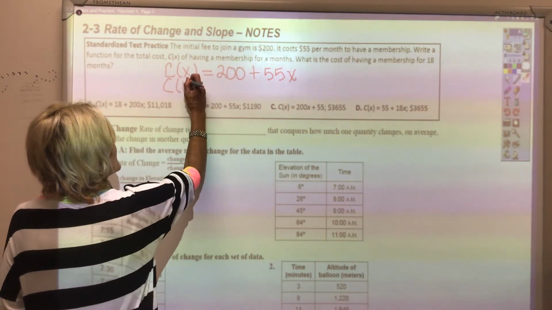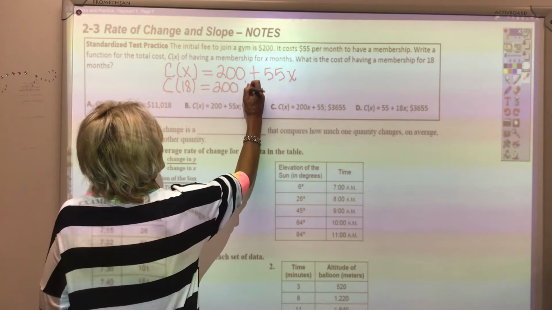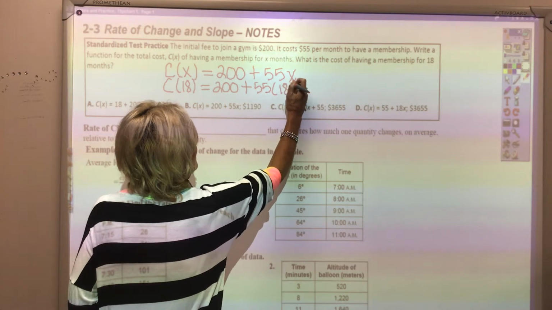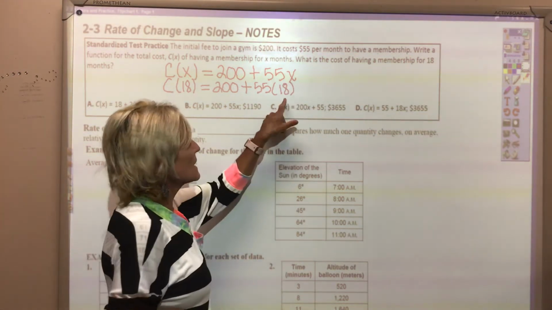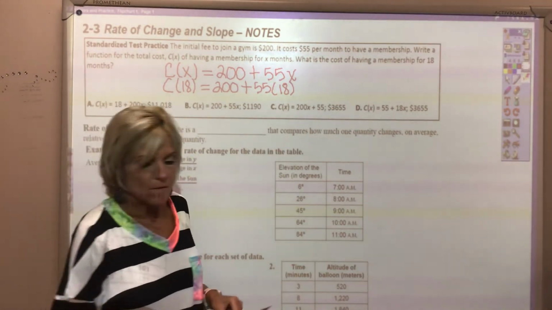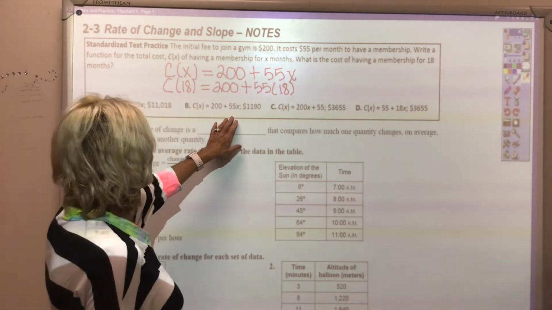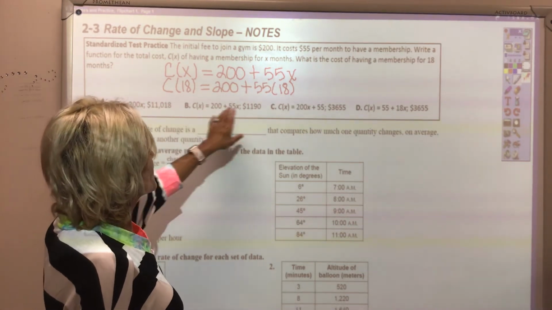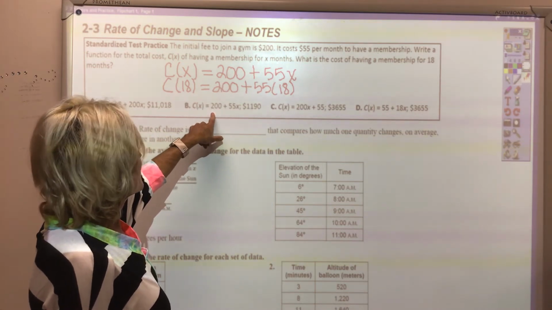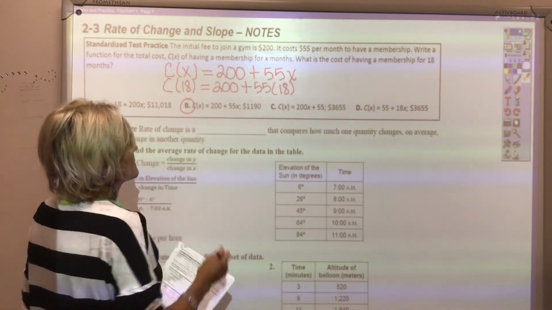C of 18 equals 200 plus 55 times 18. So we replace the X with the 18 in the function. And what we would end up with for the total cost, well, first of all, let's check our choices here. And the only one that has the right function listed is B, and the cost is $11.90. So our answer would be B.